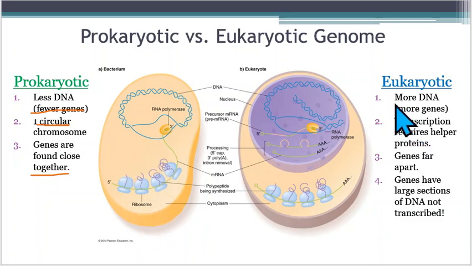The difference is the eukaryotes have more DNA, so more genes. The transcription requires helper proteins. We call them transcription factors. The genes are farther apart, and they have large sections of DNA that are not transcribed. Sometimes that's called junk DNA, and sometimes those have to be removed after the fact.